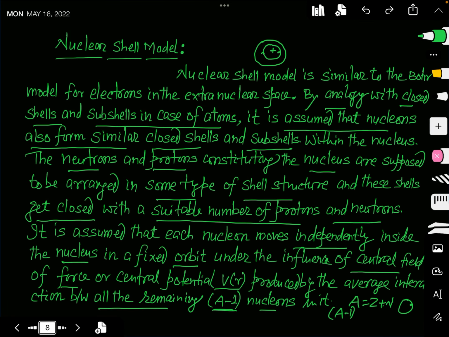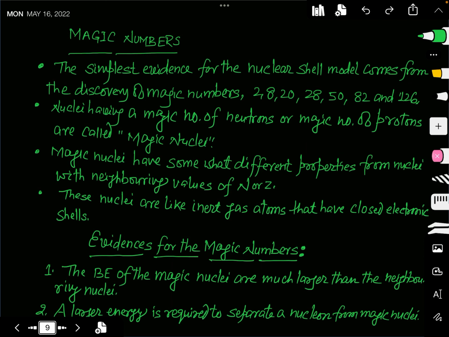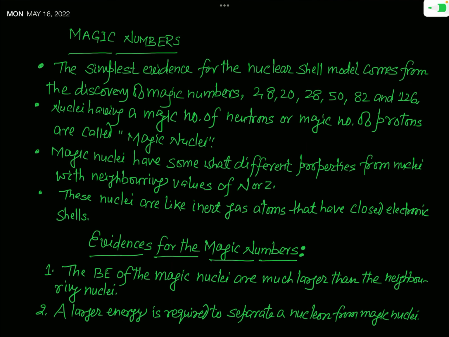In fact, these are the basic features of this nuclear shell model, or independent particle model. The rigorous theory for this nuclear shell model we will develop in a forthcoming lecture. But first of all, we will see the concept of magic numbers.